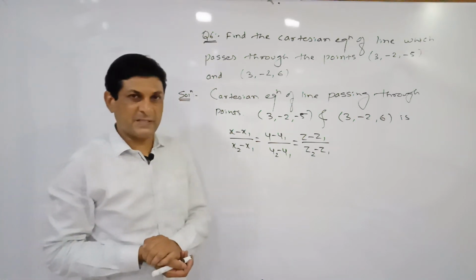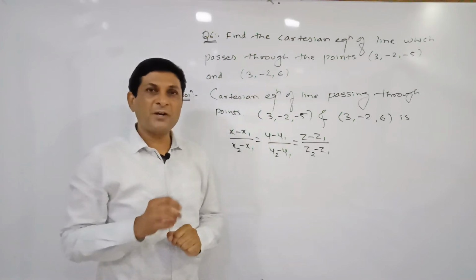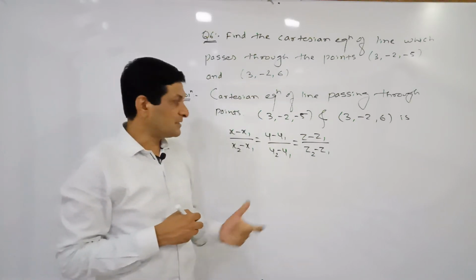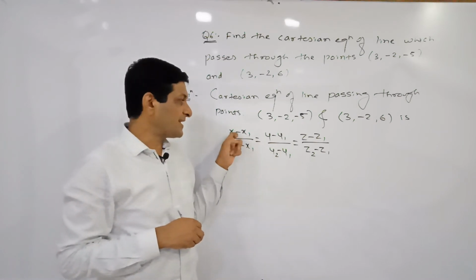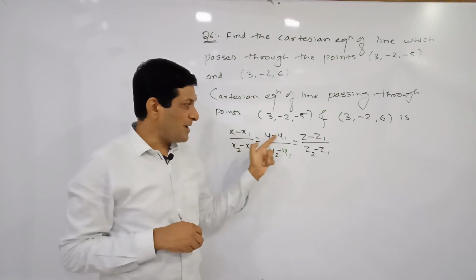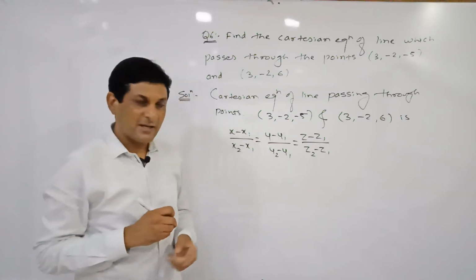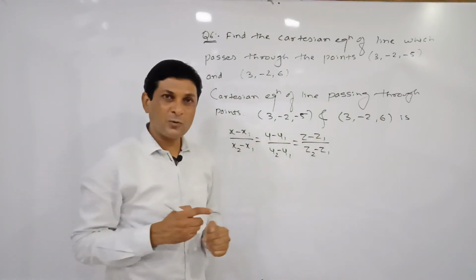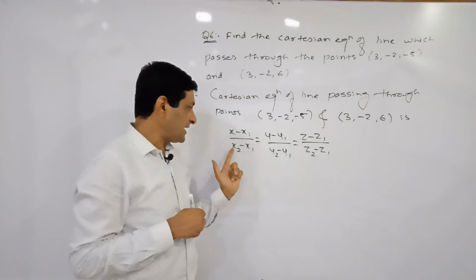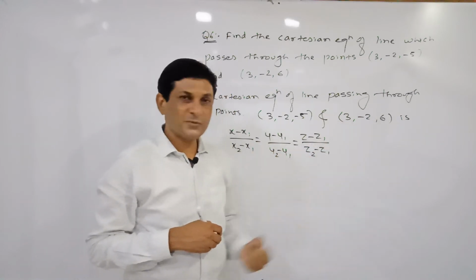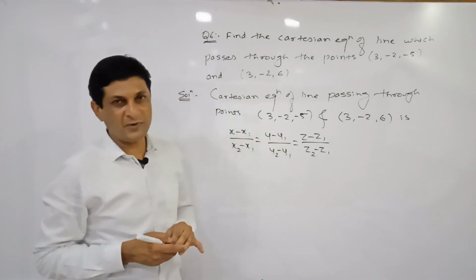Let us see question number 6. In this question, we are finding the Cartesian equation of a line passing through two points. If the coordinates of two points on the line are given to us, then this formula is applicable to find the Cartesian equation of line. What is the formula? (x minus x1) upon (x2 minus x1), (y minus y1) upon (y2 minus y1) is equal to (z minus z1) upon (z2 minus z1), where x1, y1, z1 are the coordinates of the first point, and x2, y2, z2 are the coordinates of the second point. Since both points on the line are given to us, let us apply this formula to find the equation of line.